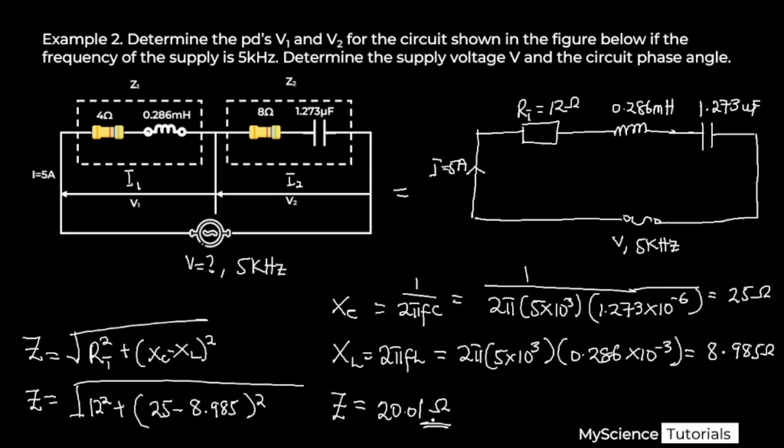Alright, so now that we have the impedance for the entire circuit, let's go ahead and determine the overall supply voltage over here. So let's go ahead and look at that. To find the overall supply voltage, we know that our current given to us in the question is 5 amperes, and then we just found our impedance to be equal to 20.01.